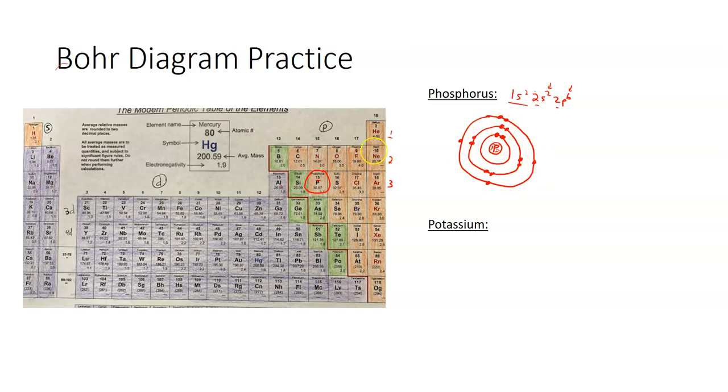All right? The reason we only have 5 on the outer ring is phosphorus only has 5 in energy level 3, right? Because it's got the 2 from the 3s, and then it's a 3p3. 2 plus 3 makes 5. Okay, so that is a Bohr diagram for phosphorus.